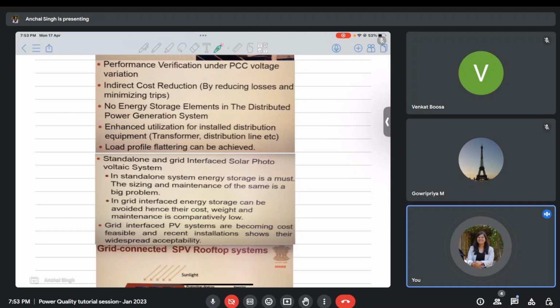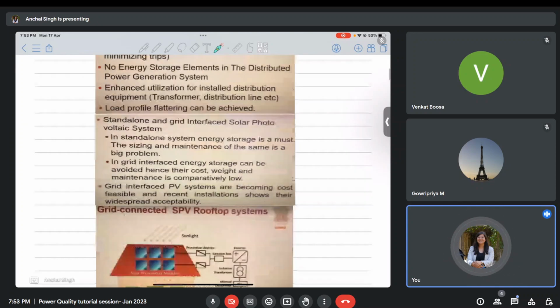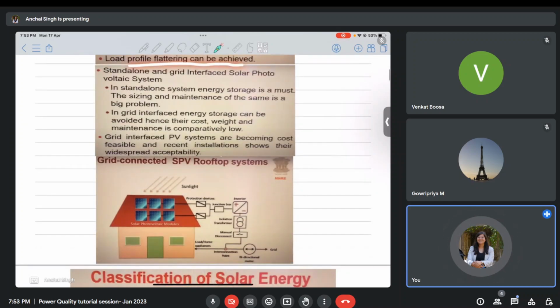Performance verification can be done. Then indirect cost reduction happens by reducing the losses. Energy storage elements are not needed. Load profiling starts flattening, because we all will start generating our own energy.